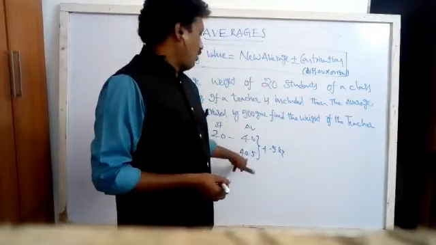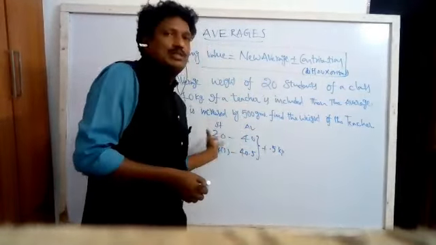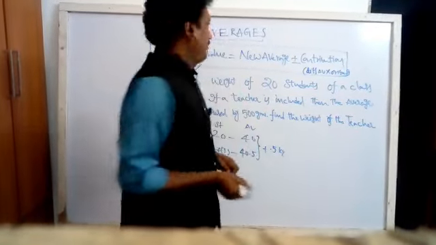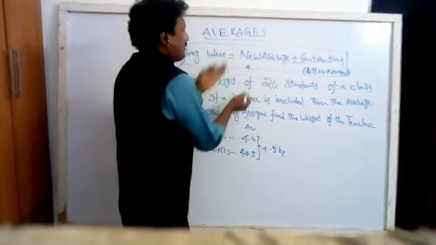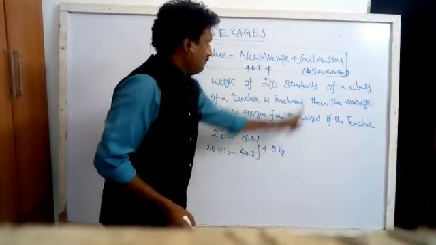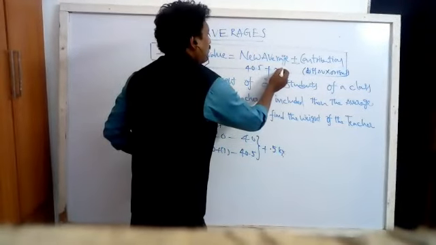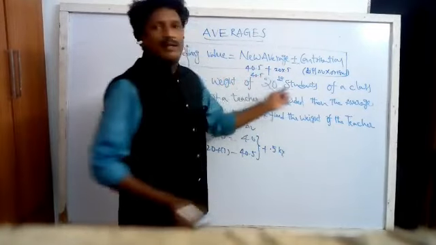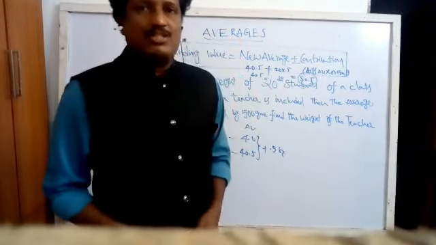So the new average is 40.5 plus the contribution. Half into 20 percent strength, we can get 10. So 40.5 plus 10 means 50.5. We can put the calculations here. The new average is 40.5 plus the contribution. Contribution means half into 20, and 20 into 0.5 is nothing but 10 kgs. So 40.5 plus 10, nothing but 50.5, is the weight of the teacher.